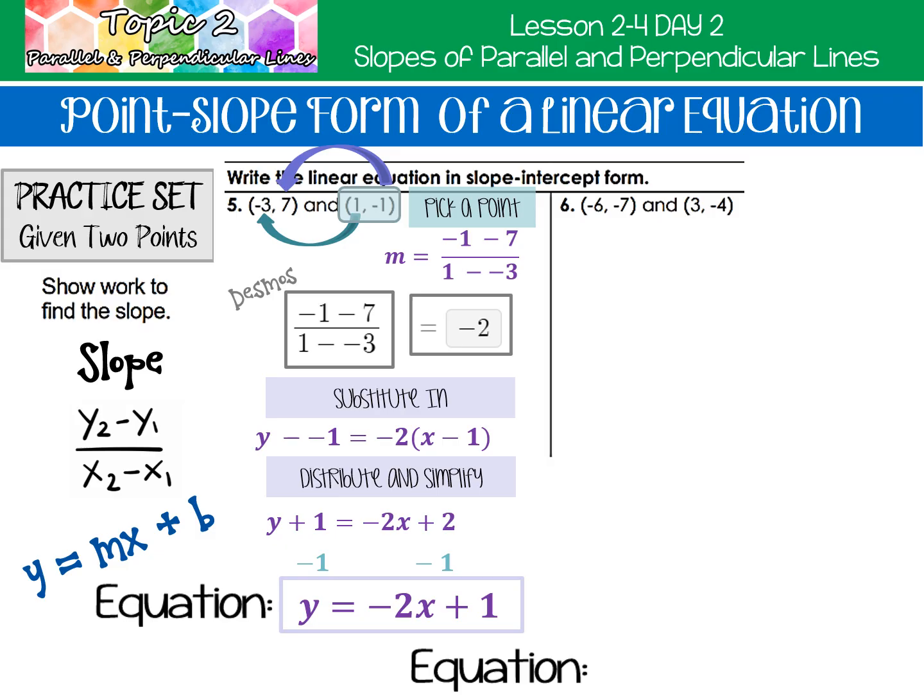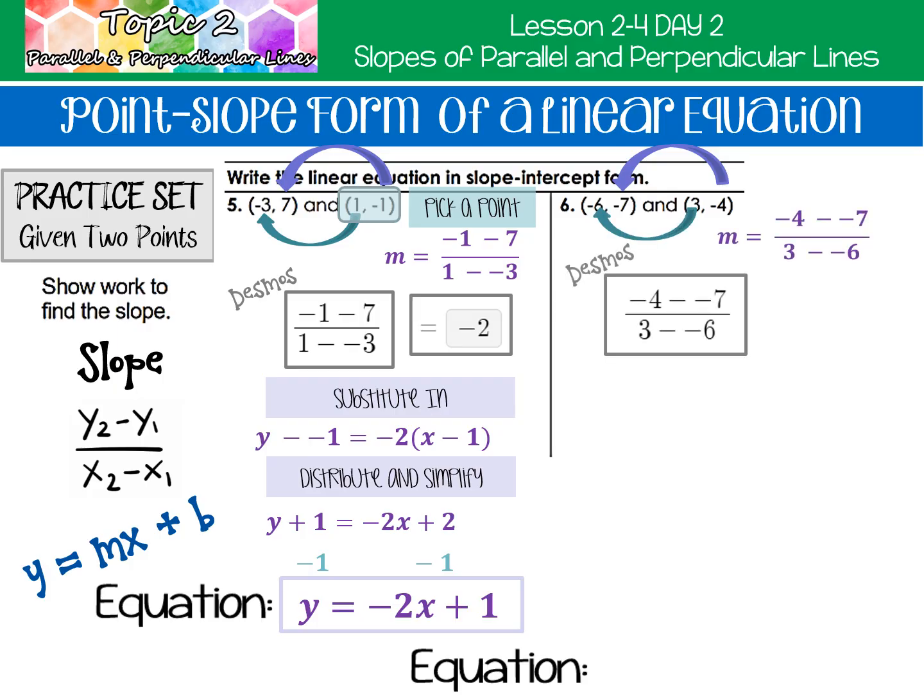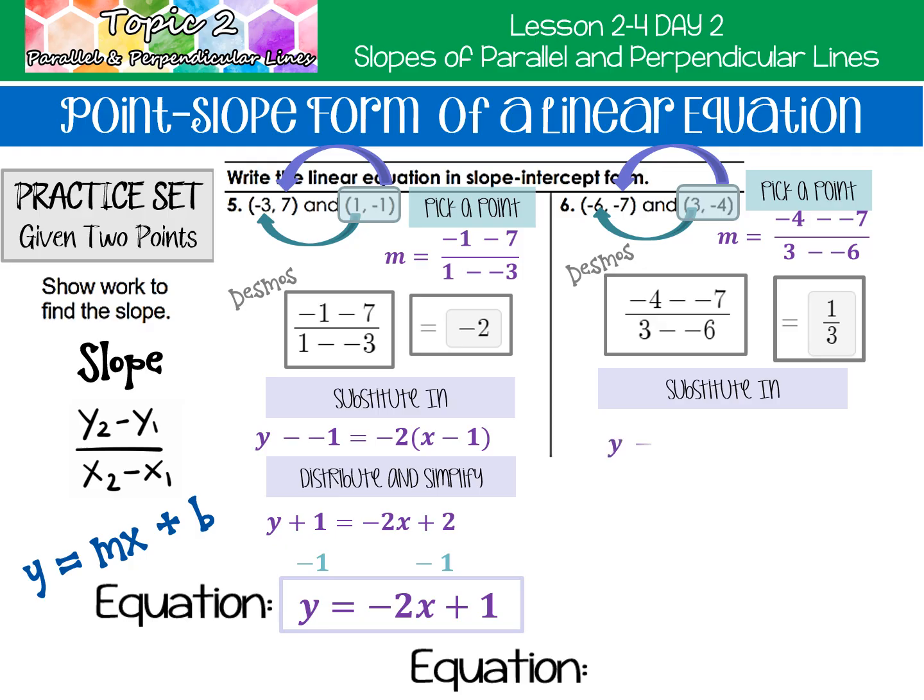Same thing. We need to find our slope. So subtract the y's on top, subtract the x's on bottom. Let's put it into Desmos, and it gives us our slope. Our slope is 1/3. Pick a point. Pick the second one again. Doesn't matter which one you pick. Plug it in. Substitute in to our point slope formula.